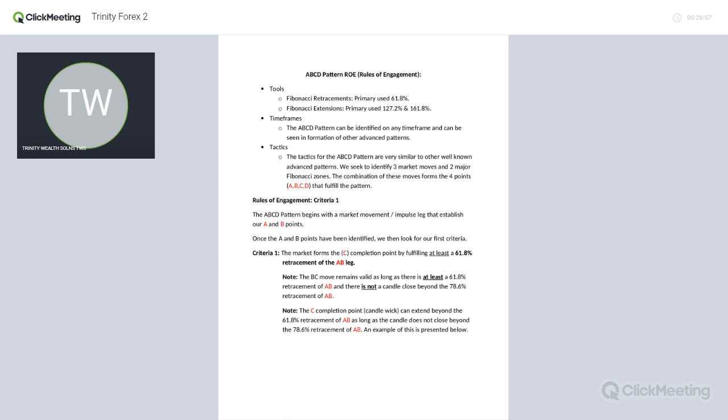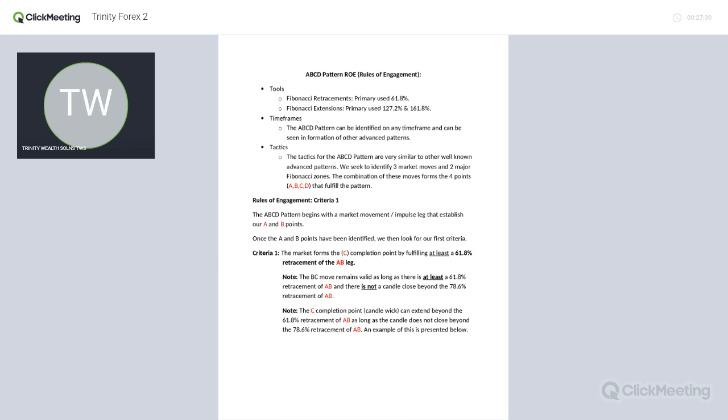So the time frames, again, this pattern can be identified on any time frame and can be seen in formation of other advanced patterns. Again, as we said, all that we've discussed in this course can be applied in any time frame. So it can work well with anyone, whether you're doing 5 minutes, 1 hour or 15 minutes, it's still okay. All these patterns can be seen under all these time frames. So the same case with the ABCD pattern.